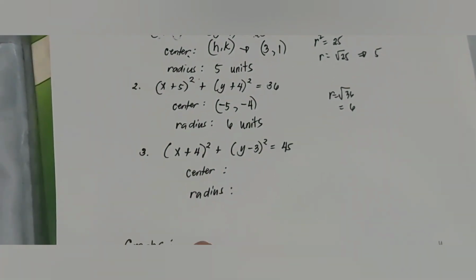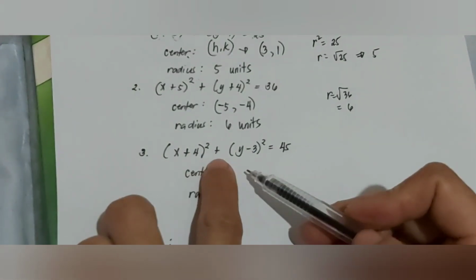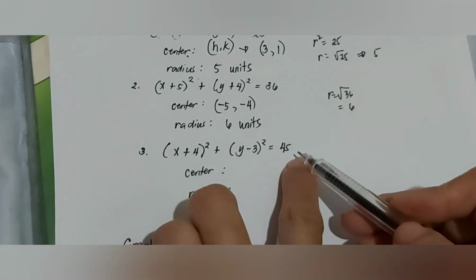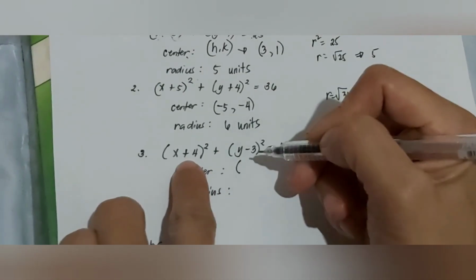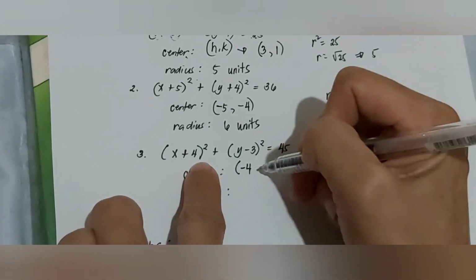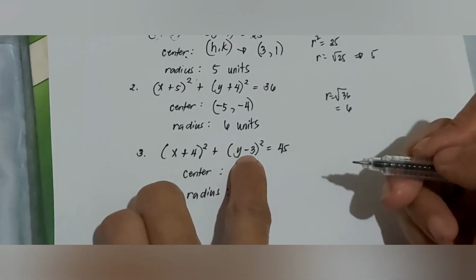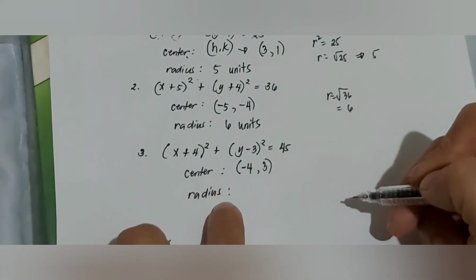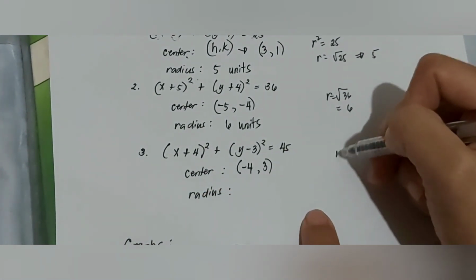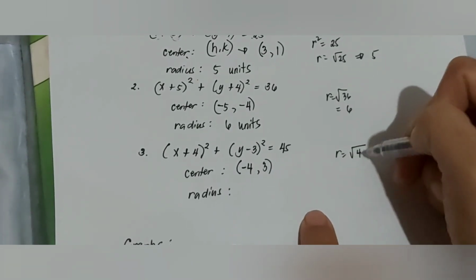Okay, now last. x plus 4 squared plus y minus 3 squared equals 45. So, the center, again, galing dito. So, x plus 4 dyan. So, ang ating h ay negative 4. y minus 3 dito. So, ang ating k ay positive 3. And then, our radius is 45. So, let's get the square root of 45.